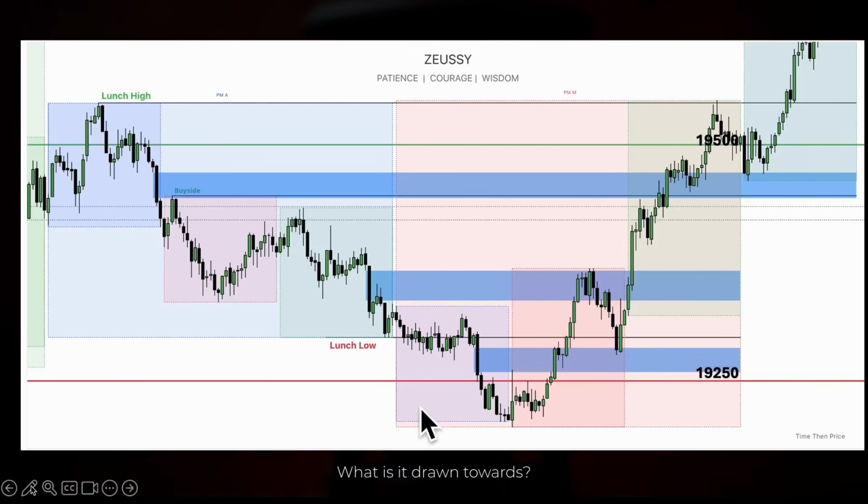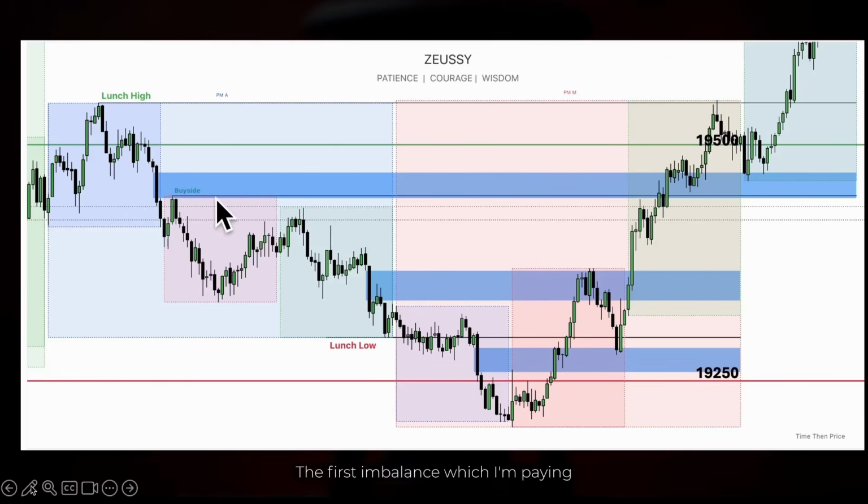What is it drawn towards? It's drawn towards the launch low and the AM low in this case, but we're paying attention purely to the launch low in this example. And we see the market reach the 19,250 price level. Notice that throughout this expansion towards the downside, the sell side of the curve, we saw multiple imbalances get created.